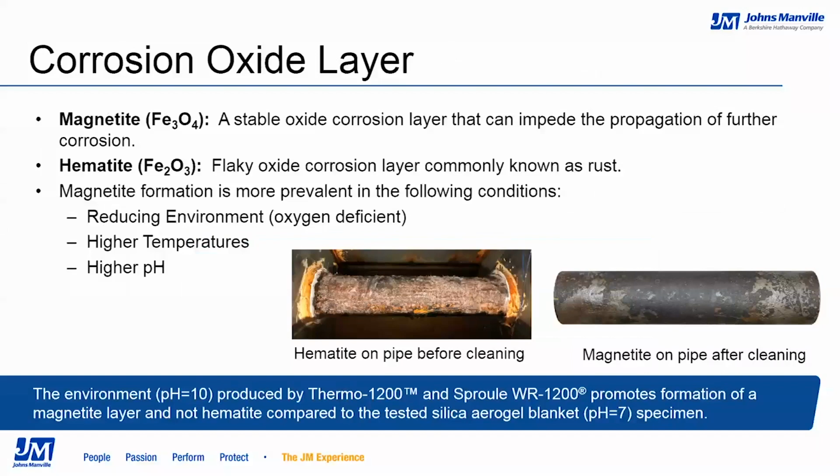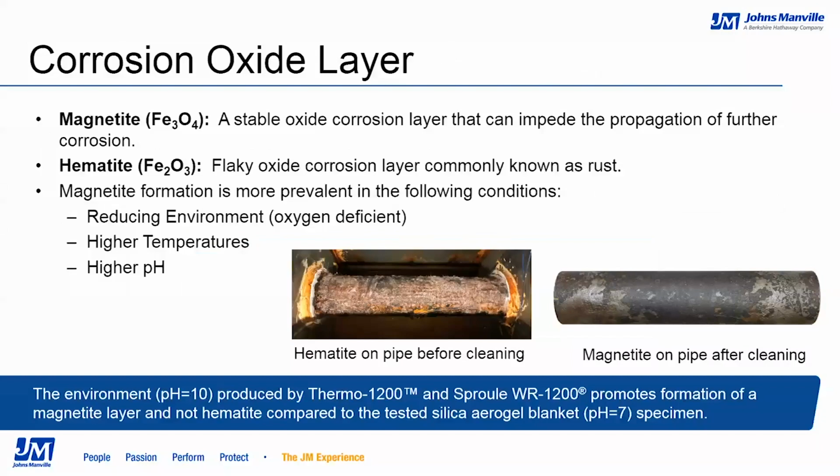In our accelerated corrosion testing that we've had performed by a third party, we found that there are 2 types of corrosion that can occur under extreme real-world conditions. They are the formation of magnetite and hematite. Hematite, or rust, in the picture on the left is reddish-brown, flaky, and pretty easy to remove from the base surface. Magnetite, in the picture on the right, is a more stable corrosion layer that can actually impede further corrosion.